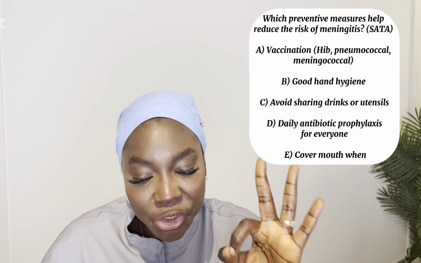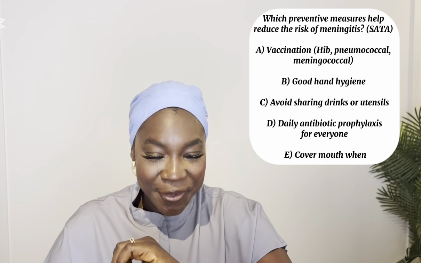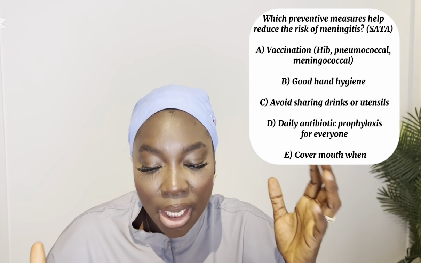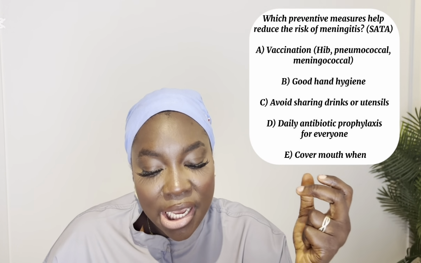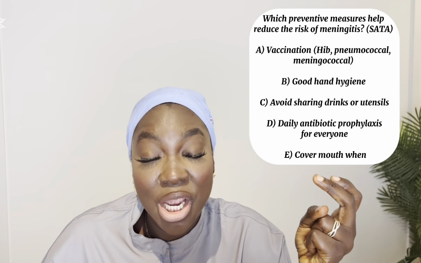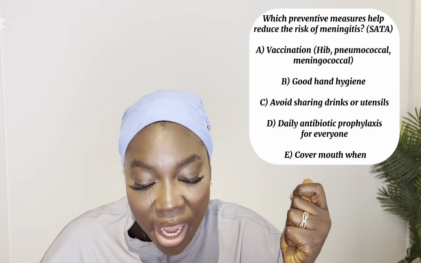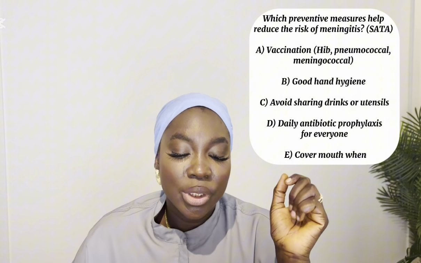Now, which preventive measures help reduce the risk of meningitis? Select all that apply. Okay, now, so A, vaccination, in brackets Hib, pneumococcal, meningococcal vaccines, right? B, good hand hygiene. C, avoid sharing drinks or utensils. D, daily antibiotic prophylaxis for everyone. And E, cover mouth when coughing. Okay, so let's go through it together.